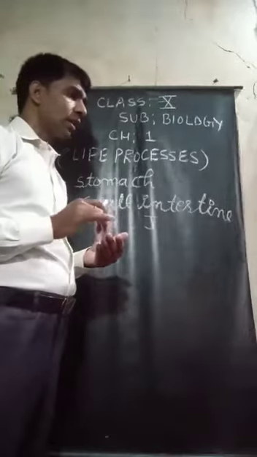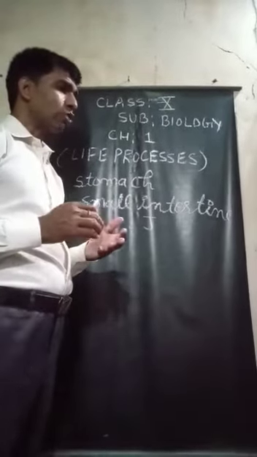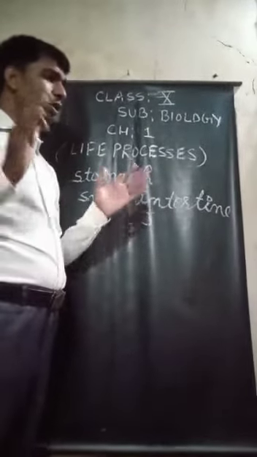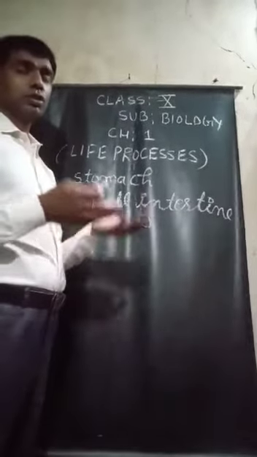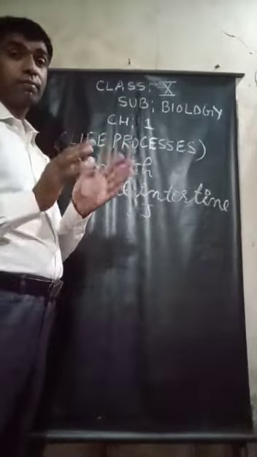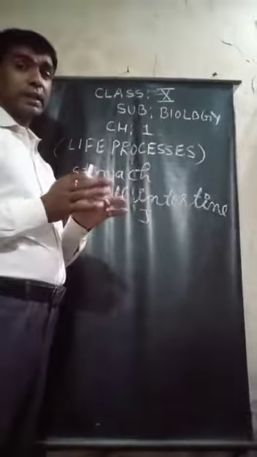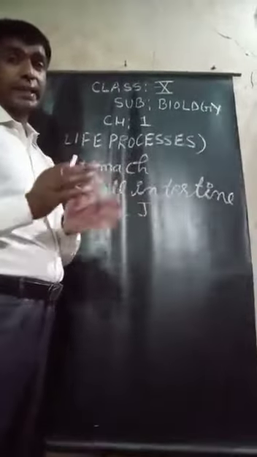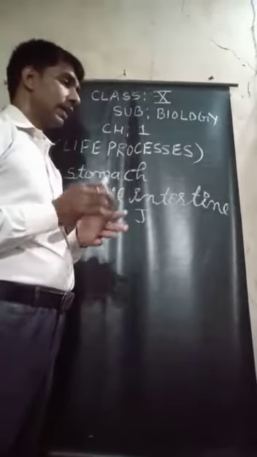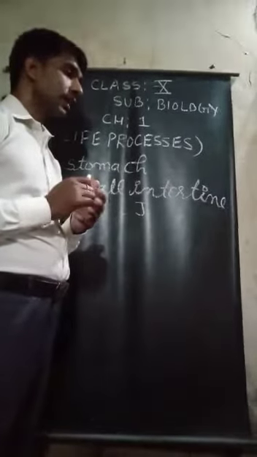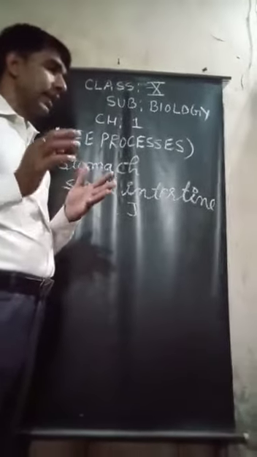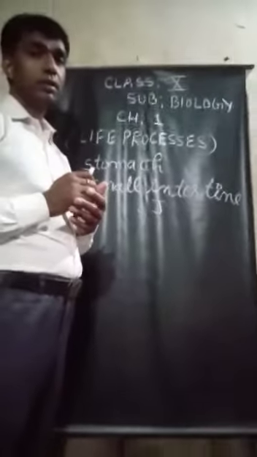The stomach also has muscular walls that contract to help mix the food thoroughly with the gastric juice. The muscular walls churn the food and break it down into smaller particles.